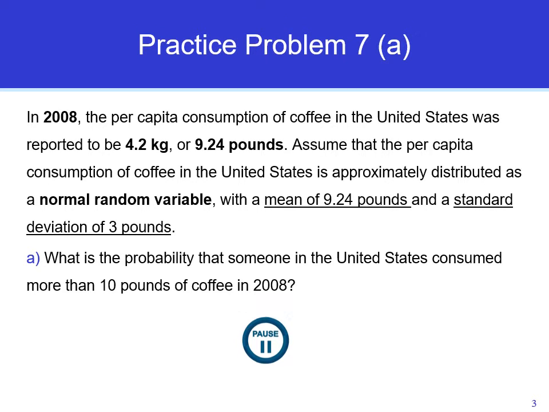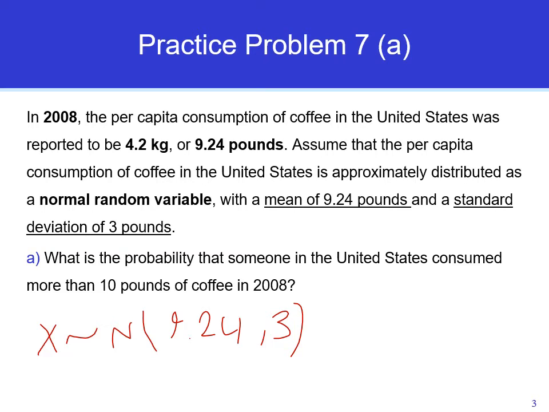All right, let's see the solution. Here we have a normal distribution. If X is the per capita consumption of coffee in the United States in 2008, according to the problem, this would follow a normal distribution with an average of 9.24 pounds and a standard deviation of 3 pounds. Part A asks what is the probability that someone in the US consumed more than 10 pounds of coffee. That's the probability that X is greater than 10.